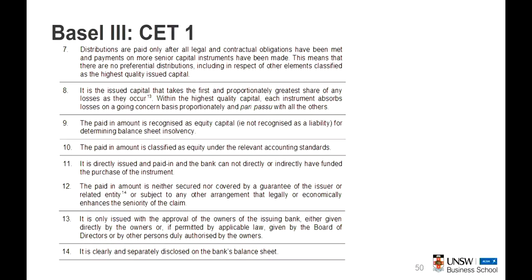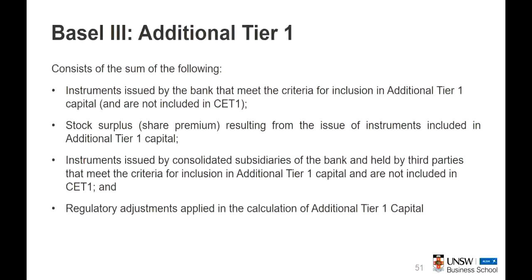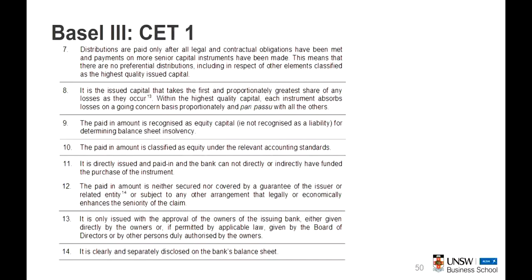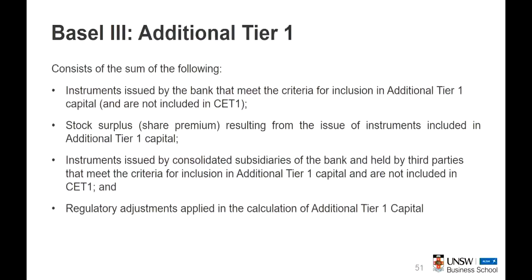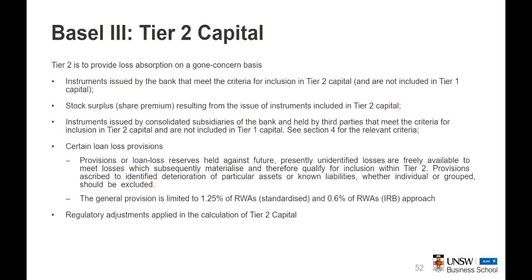The amount is not secured or covered by a guarantee. It's only issued with the approval of the owners. It is clearly and separately disclosed on the bank's balance sheet. So these are just the key requirements for something to be classified as common equity tier 1. Additional tier 1, there's similar requirements, right? And then there's tier 2.